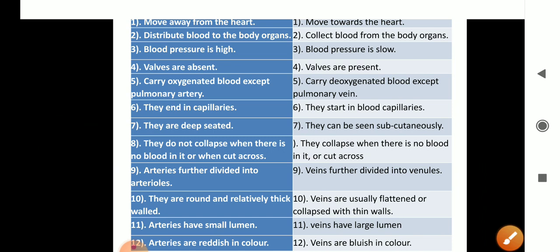Okay, then enough for today. In the next video I will tell you about blood clotting and double circulation.